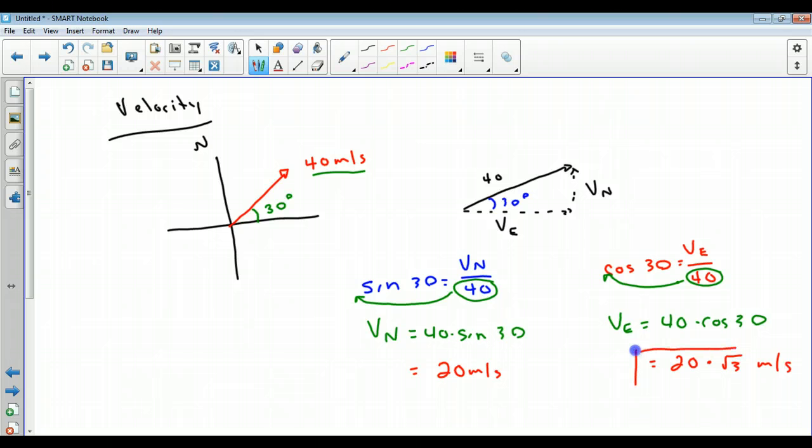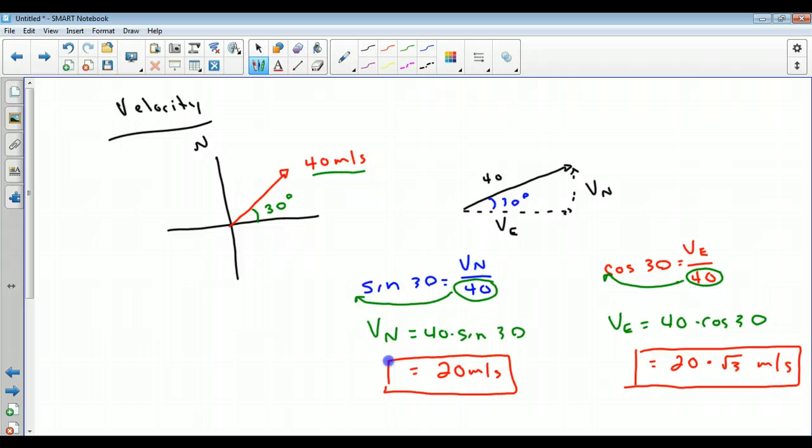So that means that if we had an object that was simultaneously going 20 times the square root of 3 meters per second in the eastward direction, and 20 meters per second in the northward direction, it would in essence be traveling 40 meters per second at the angle of 30 degrees north of east. Now, a couple of things to notice. Take a look. The units here for our hypotenuse are the same as the units that we have for the resolved components. That's a really important part.